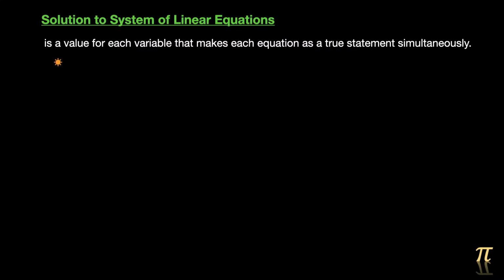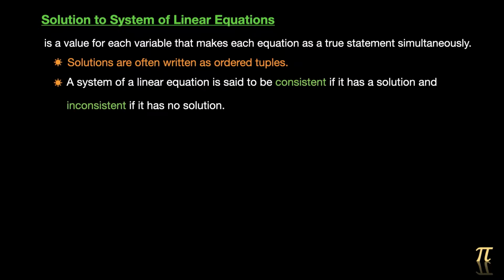One thing you should remember is that solutions are often written as ordered tuples. And one more thing worthy to note: a system of linear equations is said to be consistent if it has a solution, and if a system of linear equations has no solution, then we say that it is inconsistent. So let me give you an example of the solution of a system of linear equations.